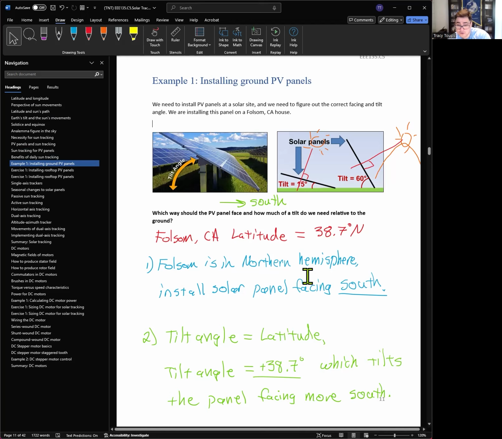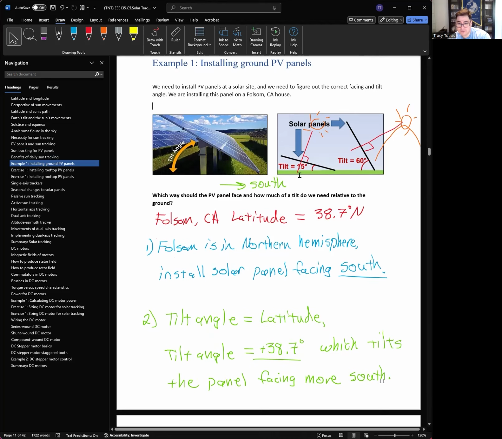So when we install our solar panel, we need to make sure it is facing south. Don't face the north because then it's even worse. So make sure the solar panel first is facing towards the south. And then we need to make sure the tilt angle, how much tilt we're putting in, is 38.7 degrees because that's our latitude.